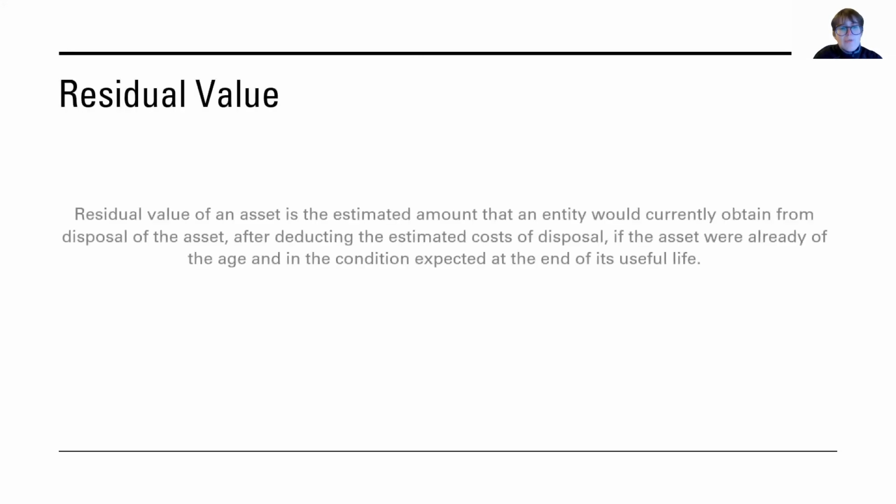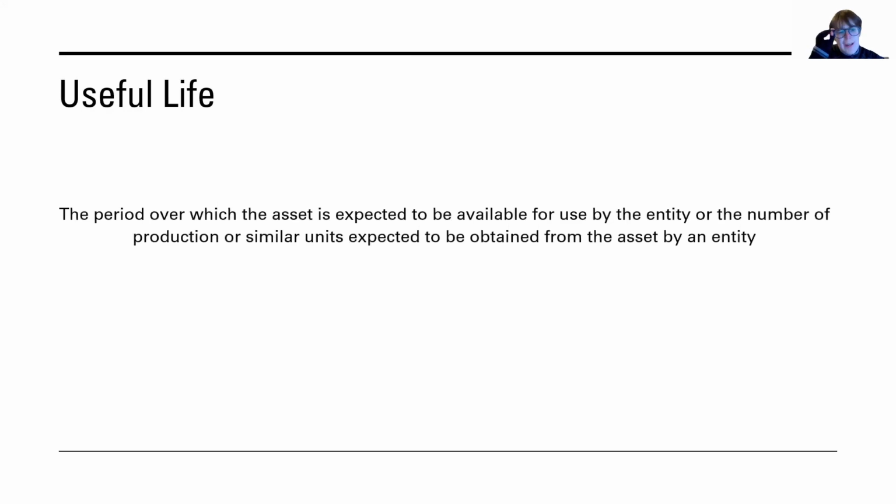Residual value. So residual value of an asset will be the estimated amount that an entity would currently obtain from the disposal of an asset. This is after all estimated costs of disposal have been deducted, if the asset were already of the age and in the condition expected at the end of its useful life. So the useful life then is the period over which the asset is expected to be available for use by the entity, or the number of production or similar units expected to be obtained from the asset by an entity.